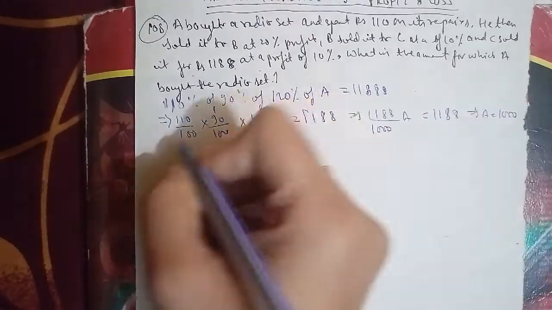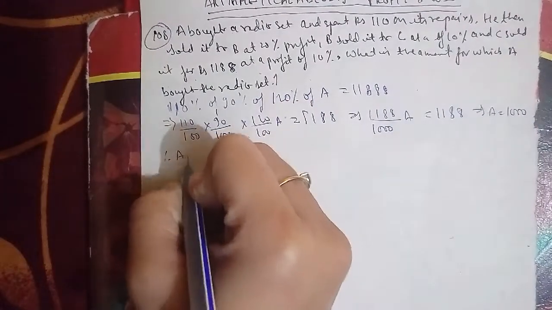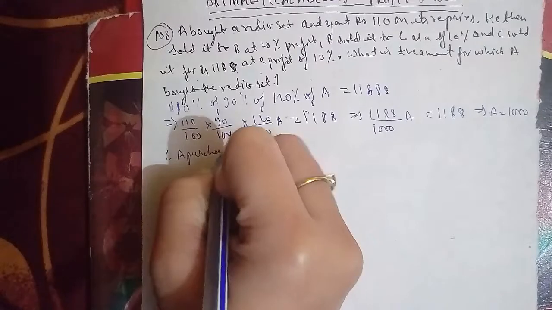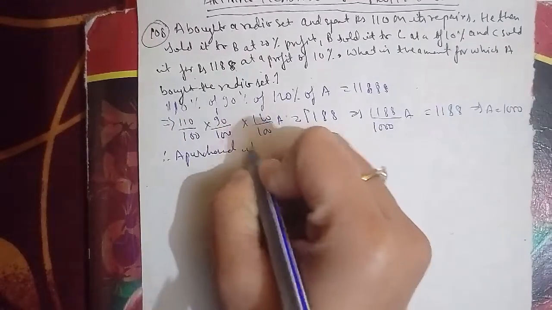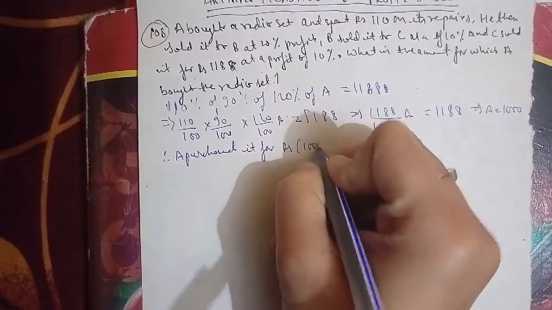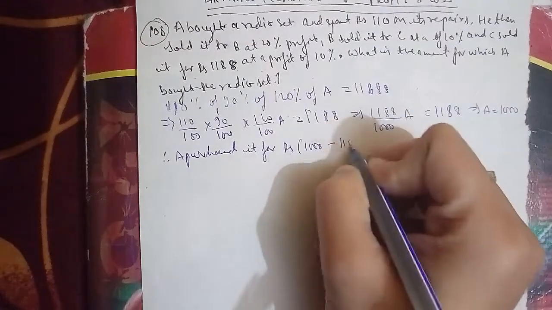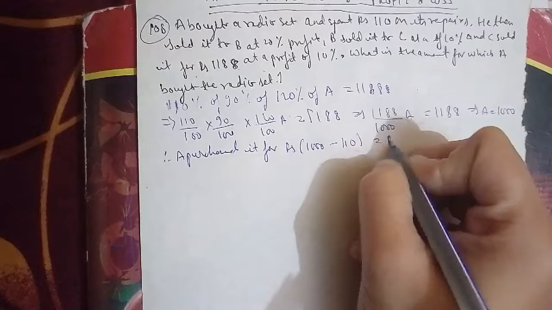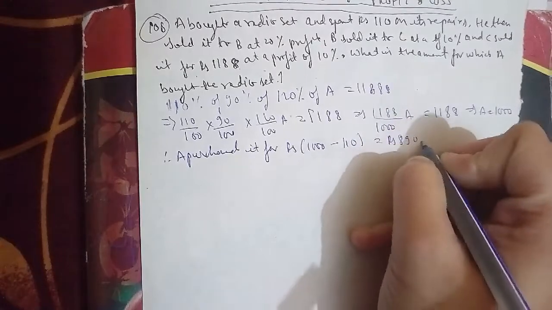So A purchased it for rupees 1000 minus 110, which will give you rupees 890.